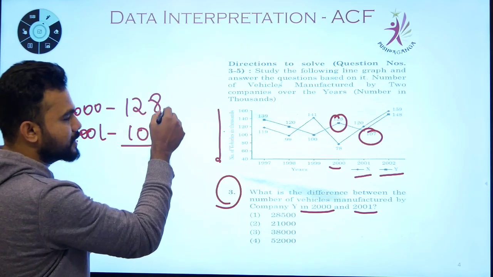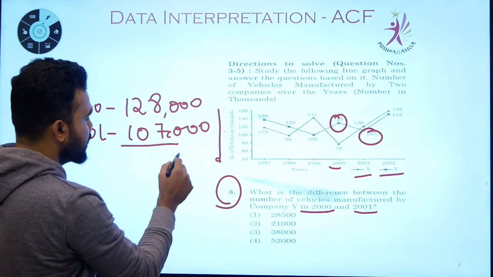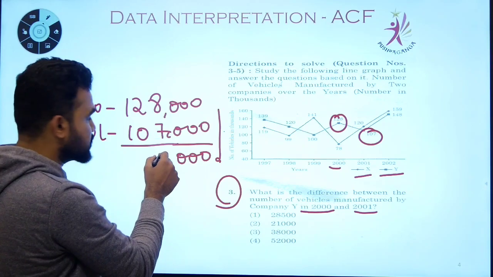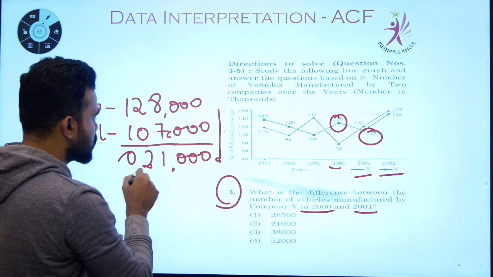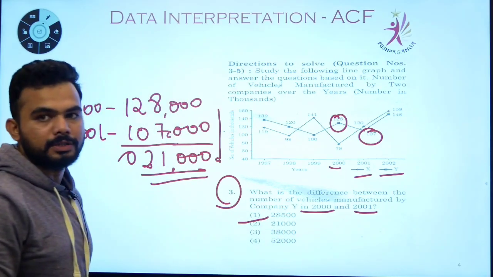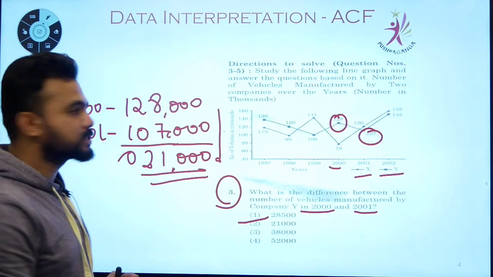These are represented in thousands, so the answer also will be in thousands. 8 minus 7 is 1. 2 minus 0 is 2. So the answer is 21,000. The answer will be B, 21,000. Now let's move to the next question.